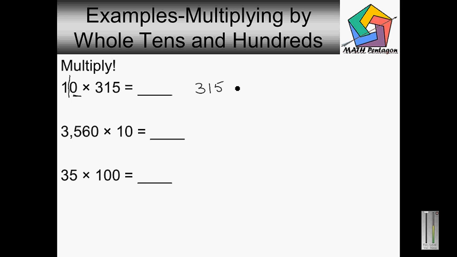And I have 1 0 here, so I just add 1 0 here. And I put a comma right here, and my final answer is 3,150. And that's my final answer.